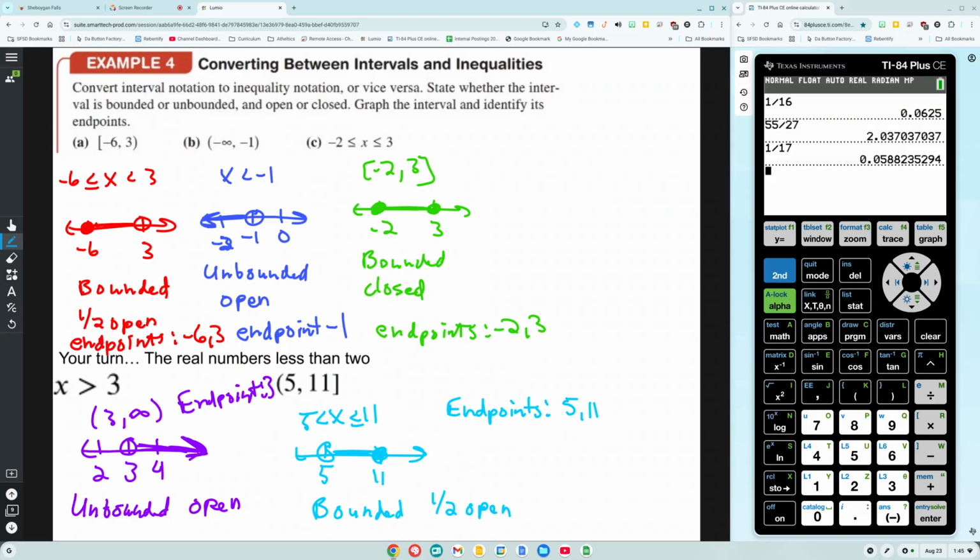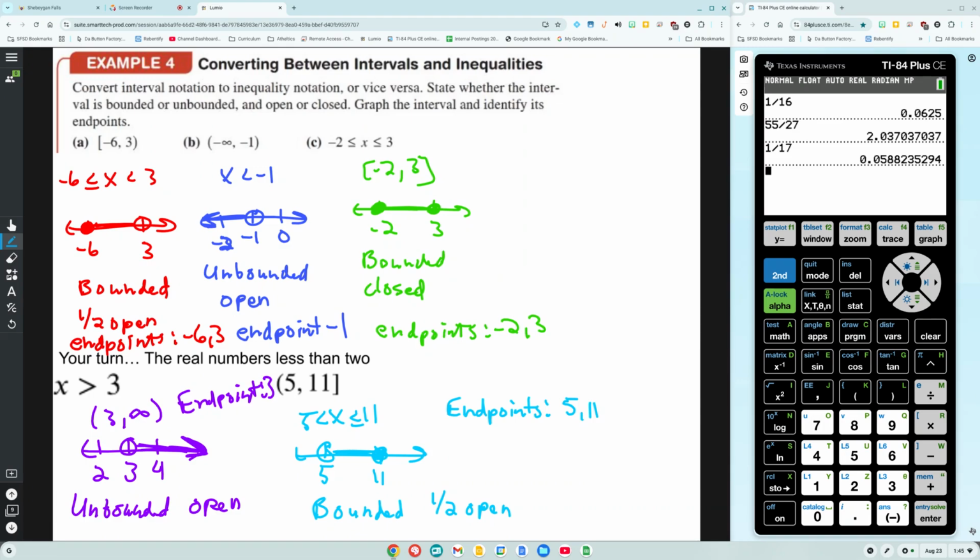The second one, I was given an interval, change it to an inequality, 5 is less than x and less than or equal to 11. On the number line, I would have an open dot on the 5, a closed dot on the 11, which means it's bounded. I have two endpoints. And it's half open because one of those endpoints is included, one is not. The endpoints are 5 and 11.